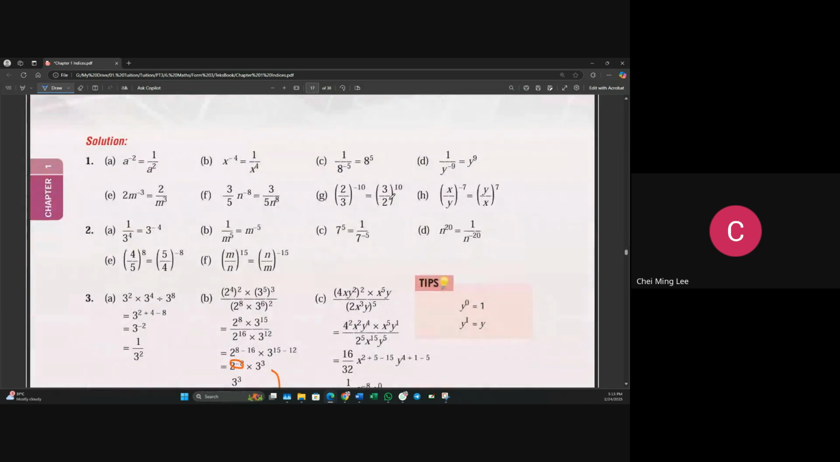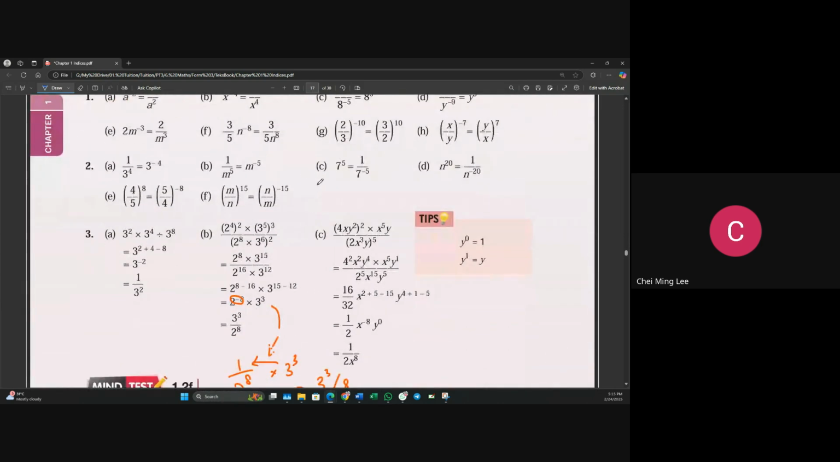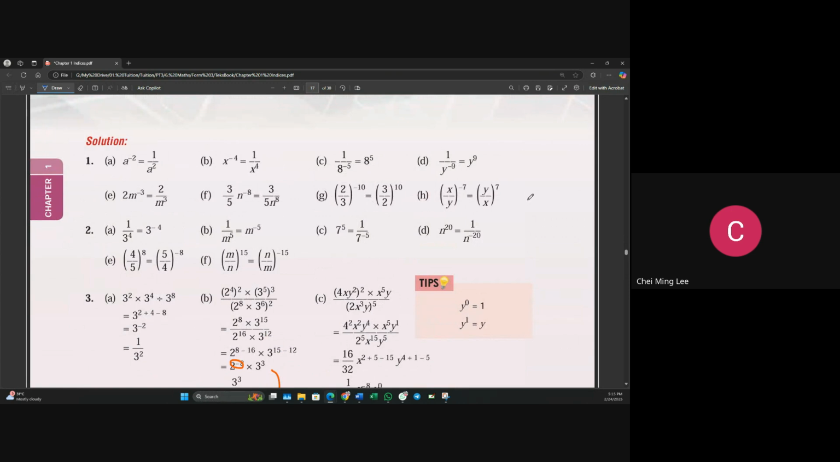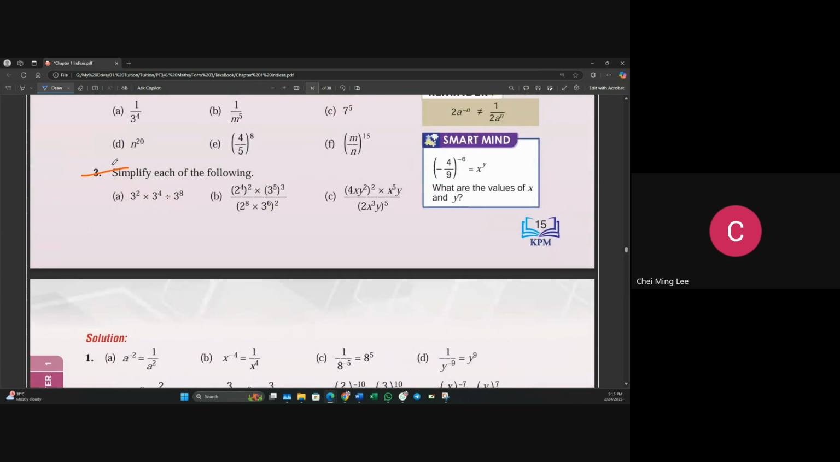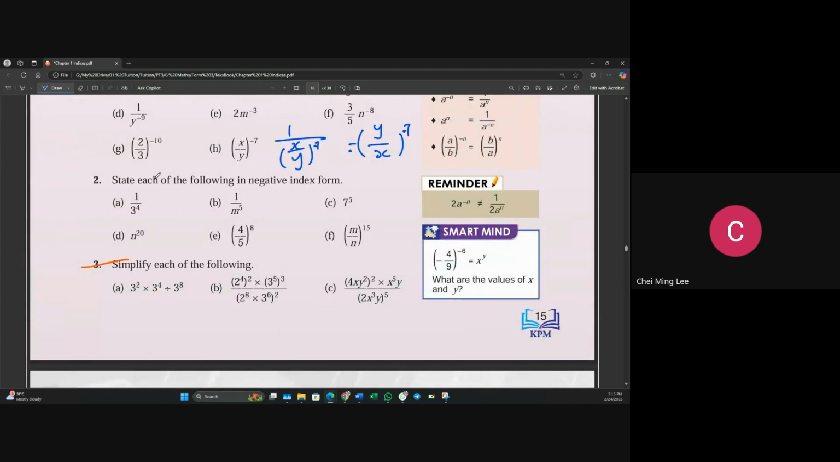So it becomes, you see, y over x to the power of 7. 1 over means that the fraction becomes the inverse. Now for this one, a negative index form means that we want to make it negative. So for this one, 1 over is negative, so it becomes 3 to the power of -4.